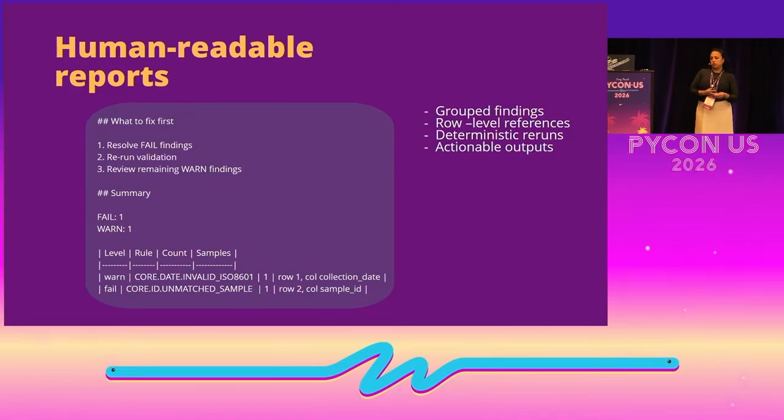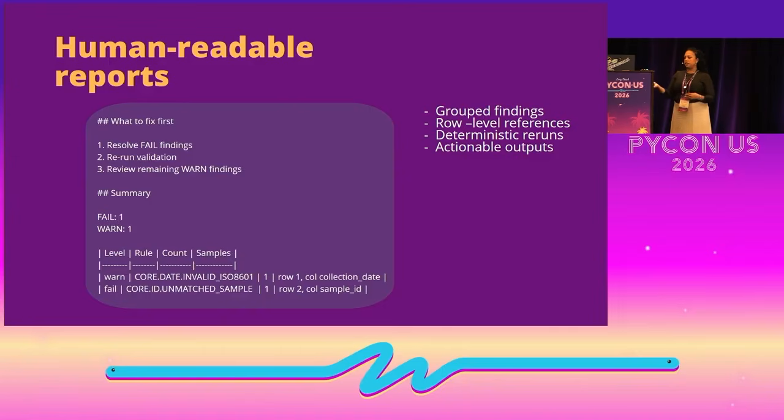The human readable reports were especially important, and this is an example from a Markdown file that was generated on what to fix first. So we would resolve all the fail findings, right? The file wouldn't be able to be submitted to the repository if it's got failing checks. Then you could rerun the validation if there are fixes that need to be made, and review the remaining warnings and either pass them or not. And the Markdown would give you a summary of all the changes that had occurred.